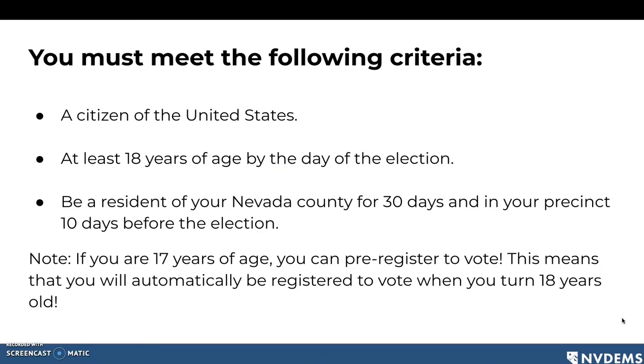In order to be eligible to vote in the state of Nevada, you have to be a citizen of the United States of America, and you do have to be at least 18 years old or older by election day. You also do need to be a resident of your Nevada county for at least 30 days, and you must reside in your precinct for at least 10 days before election day. One good thing to remember here, however, is that if you are 17 years old, you can still pre-register to vote, and that means that you'll be automatically registered to vote once you turn 18.